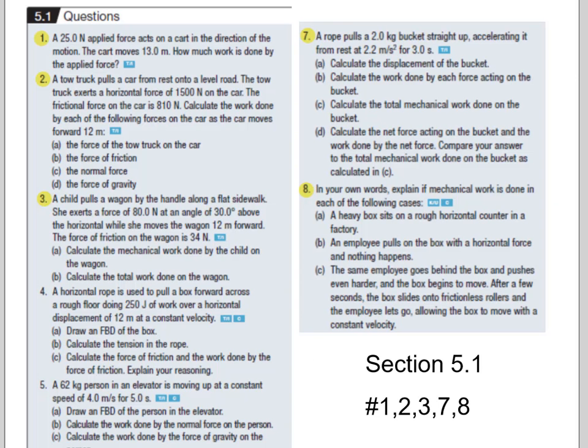Lastly, a couple of questions to try: section 5.1, questions 1, 2, 3, 7, and 8.